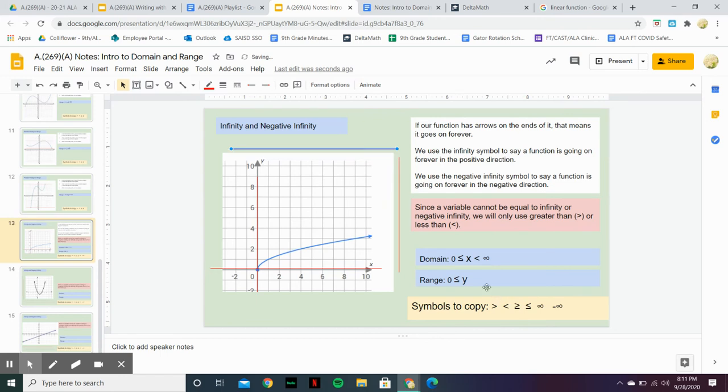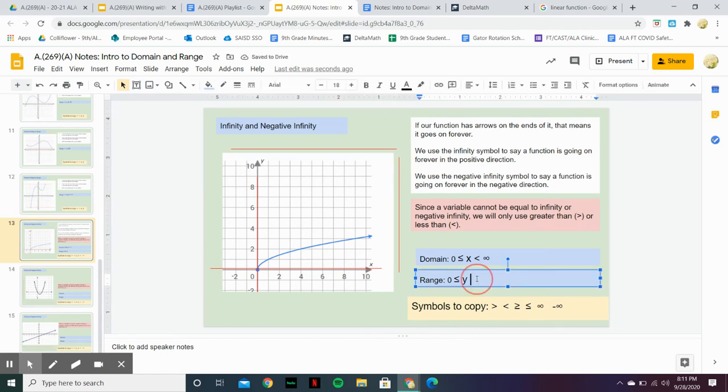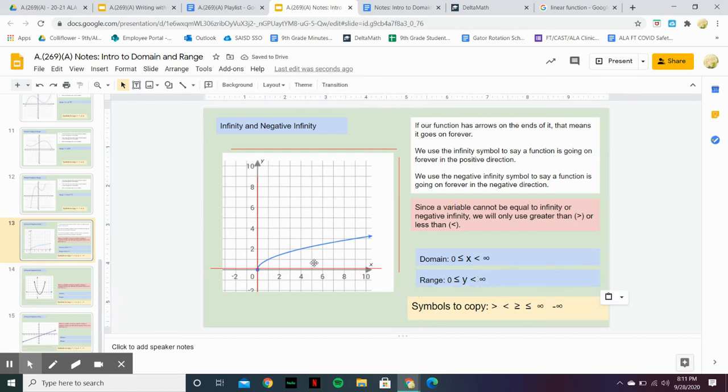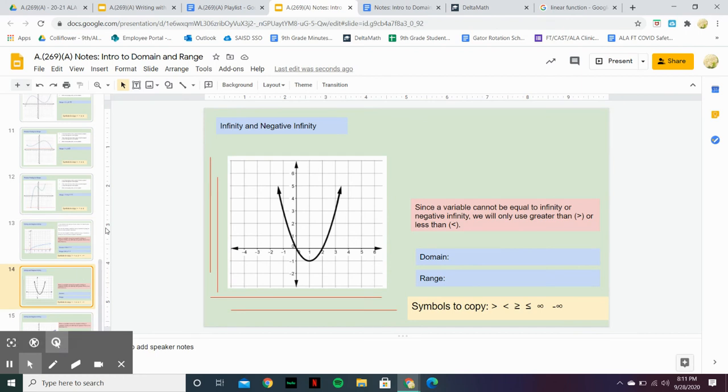So I actually know that my range for this function is going to go on to positive infinity as well. So this range tells me that my y value could be anything from 0 to positive infinity. All right, let's try two more examples here with infinity.